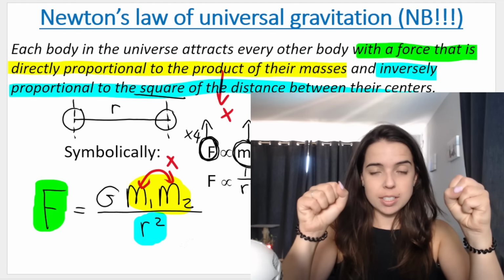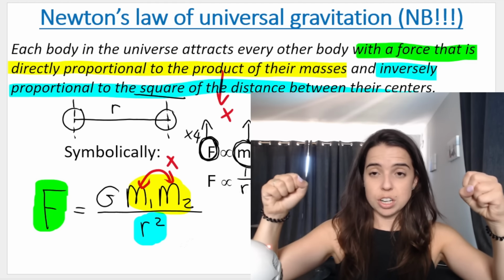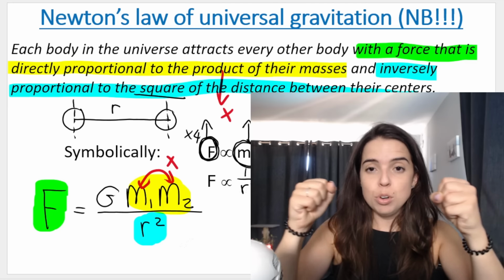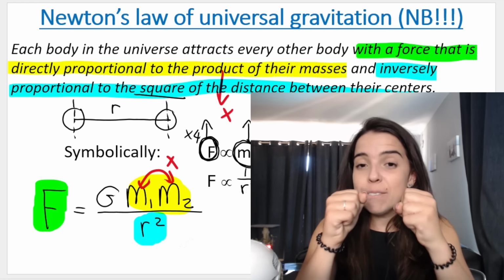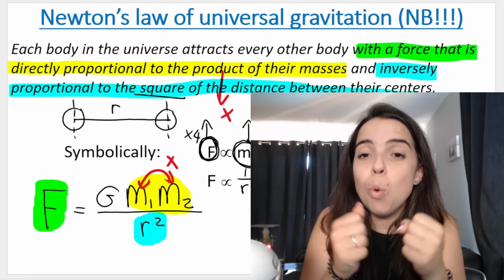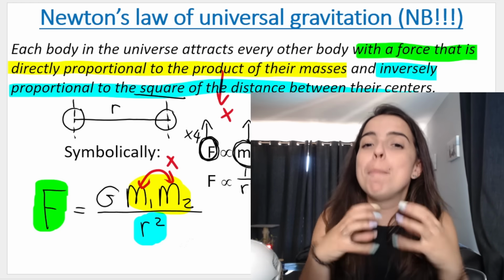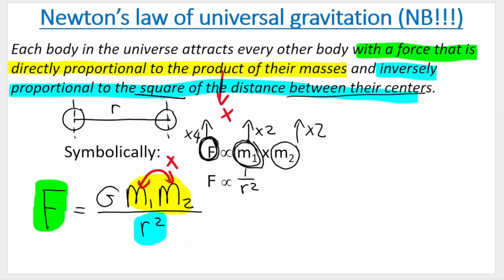If I have two objects and they're very, very far apart, the forces that they exert on each other is going to be small. But if I move those objects closer together, that force of attraction is going to be bigger. So as I make the distance smaller, small distance, big force of attraction. And that is why we say that they are inversely proportional. So inversely means the opposite.